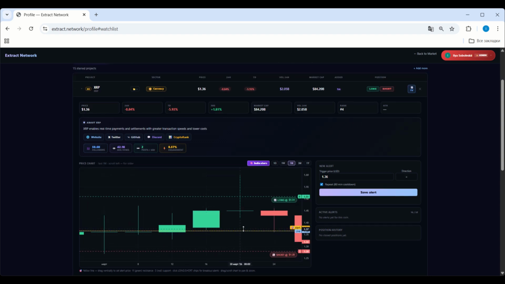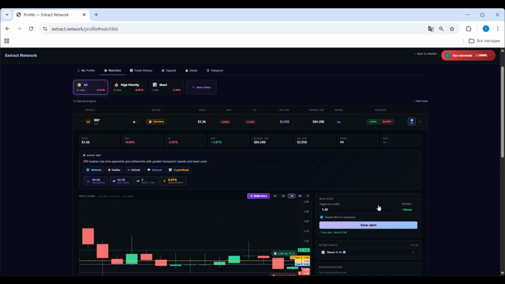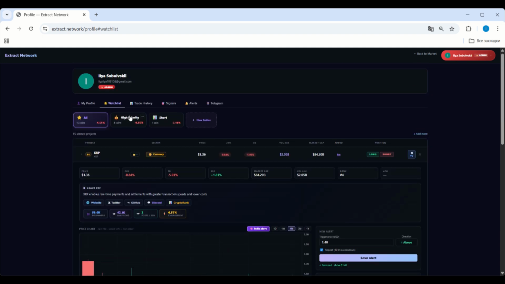You can set up alerts, which are put into your Telegram account. And once the price goes to such a level, you will receive a notification from your Telegram wallet. So this is how it works.